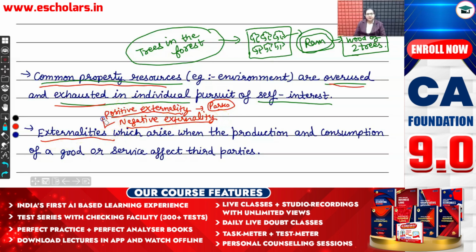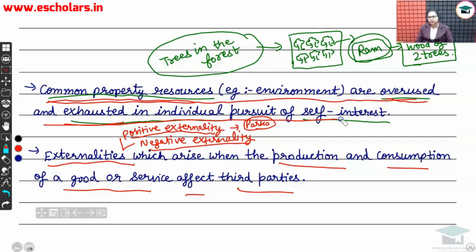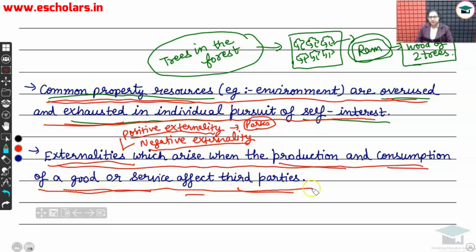So students, positive externality is very good, but negative externality, if created due to production and consumption of a good or service, affects third parties. This leads to market failure because it harms the third parties who were not involved in the consumption and production of the goods. So let's have a look. Common property resources, for example the environment, are overused and exhausted in individual pursuit of self-interest. Externalities arise when the production and consumption of a good or service affect third parties.